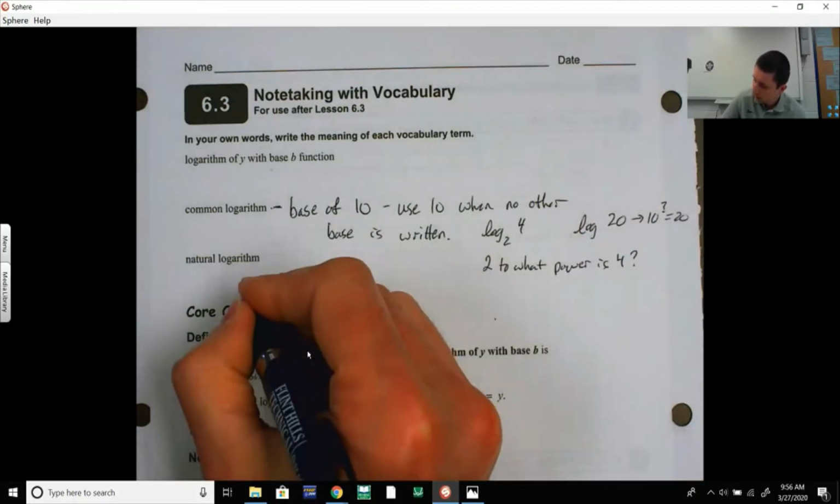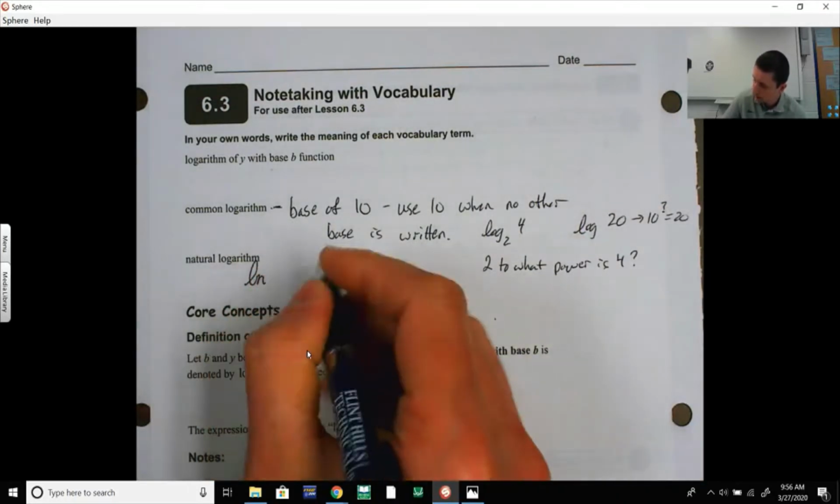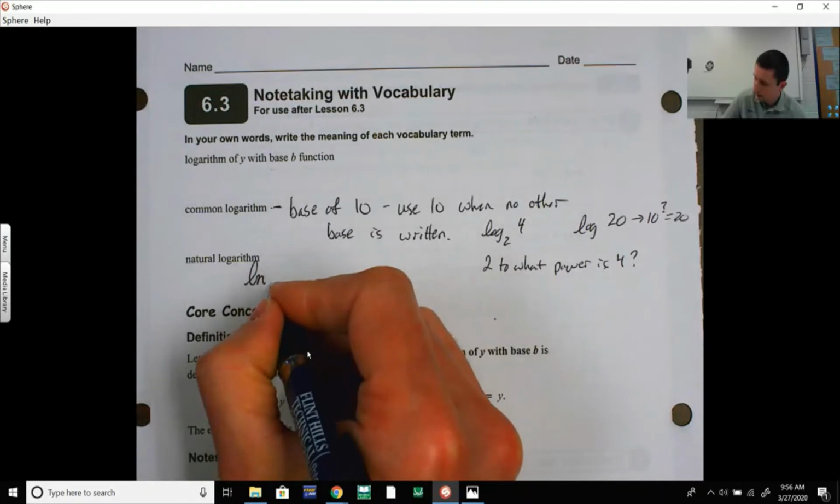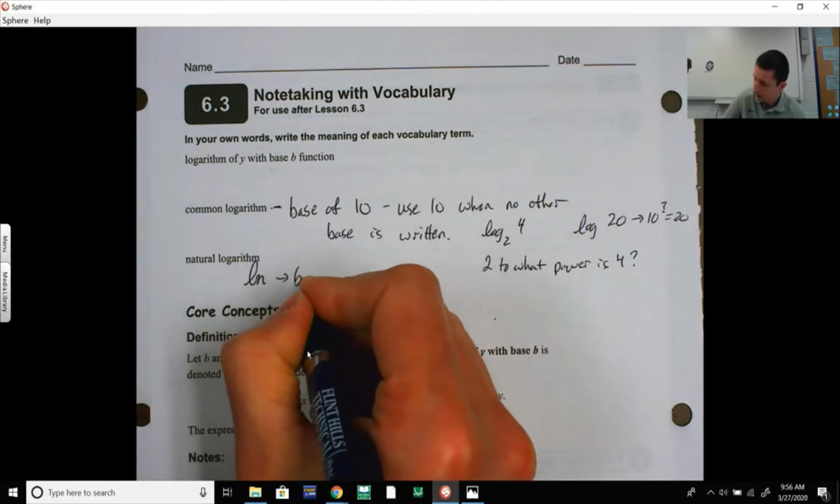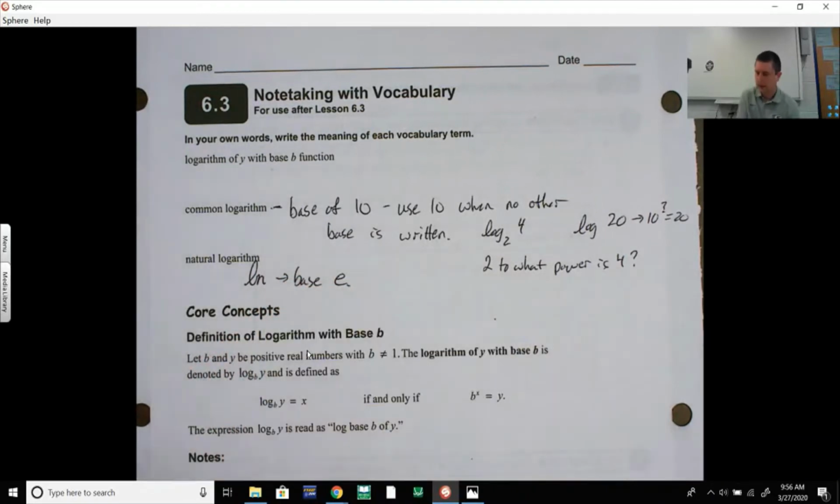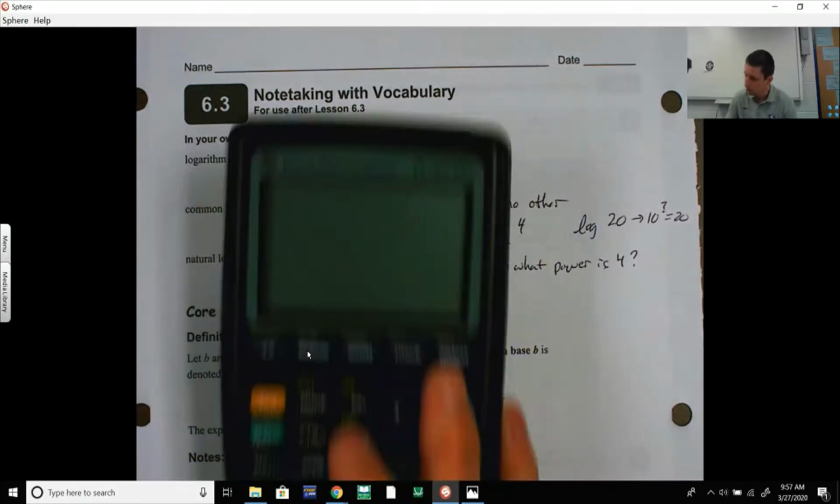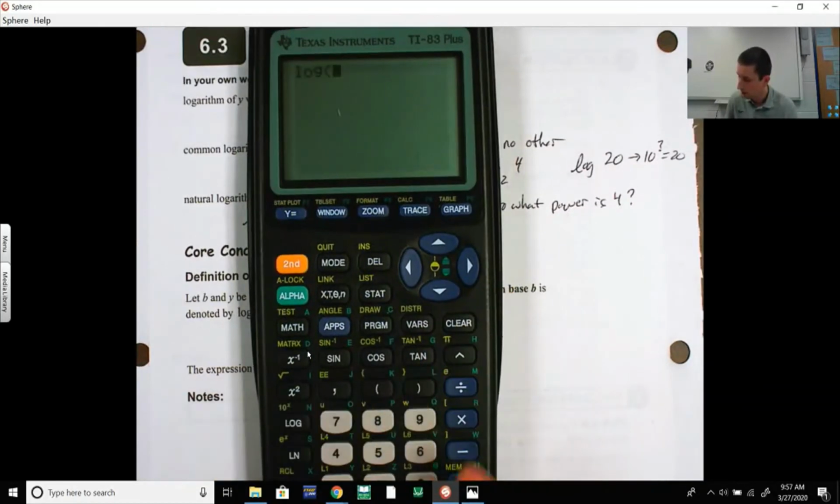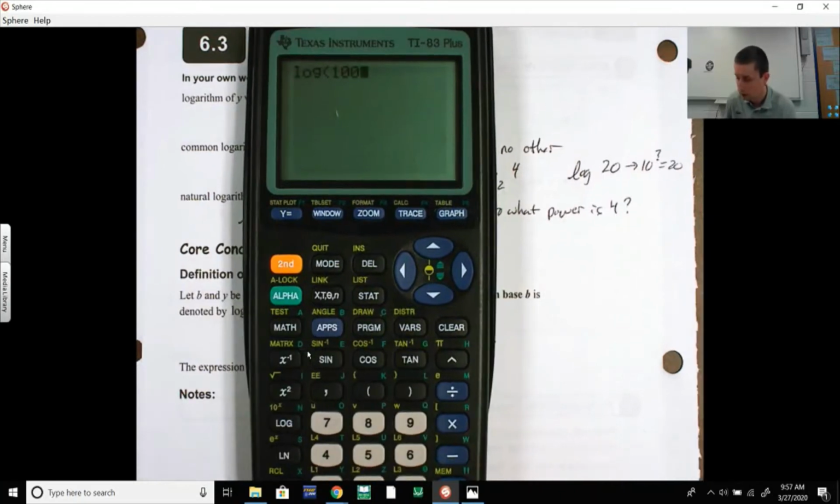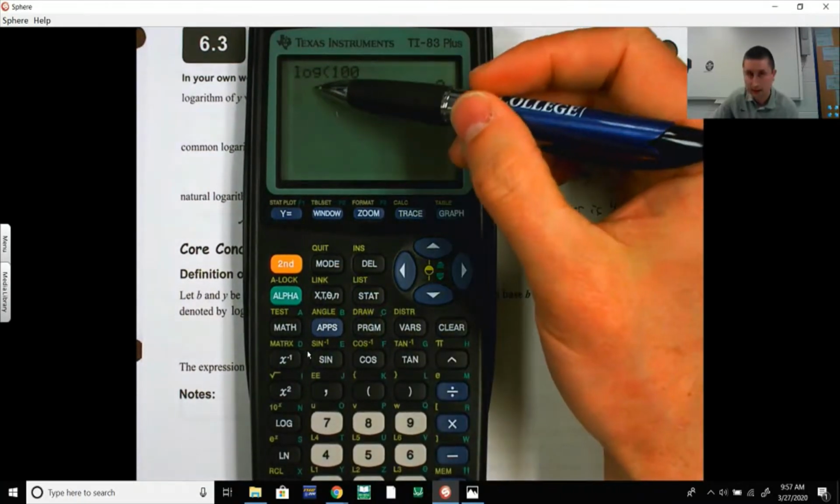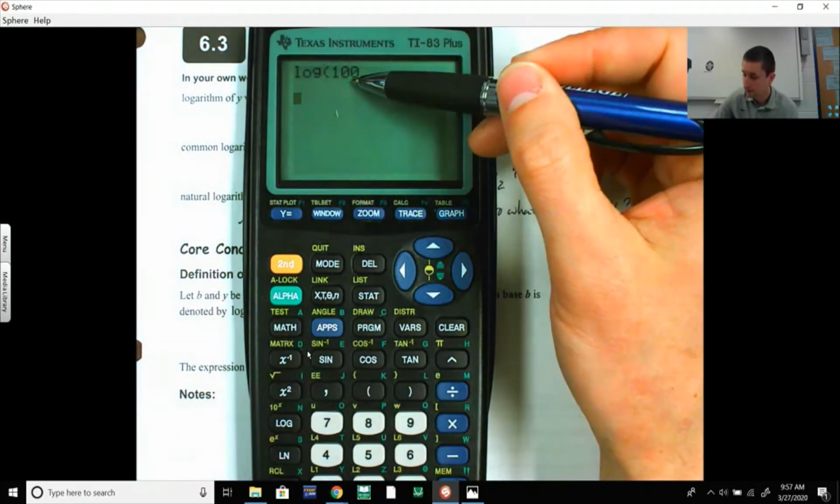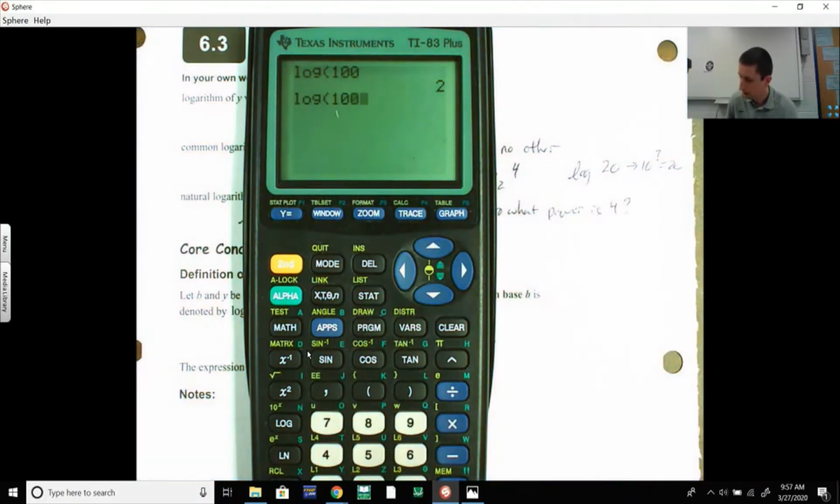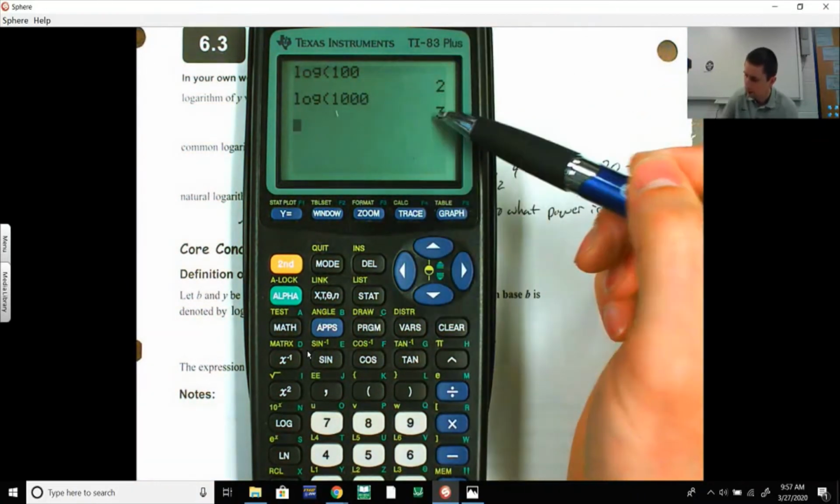Natural logarithm is the L with the N, and the base is E. So on your calculators, you'll see those two logarithms. Right here, you see the log. That is a common logarithm. The ln is a natural logarithm. So if I do a common logarithm of 100, I'm going to get 2 because 10 to the second power is 100. If I do 1,000, that'll be 3 because 10 to the third power is 1,000.